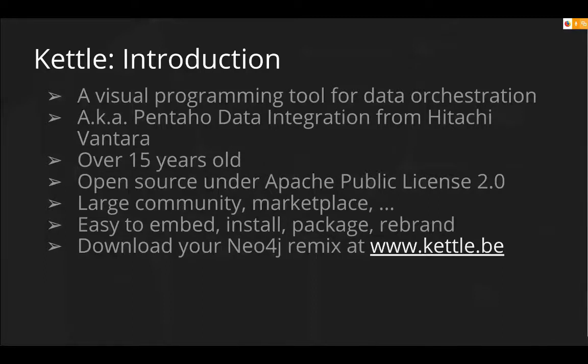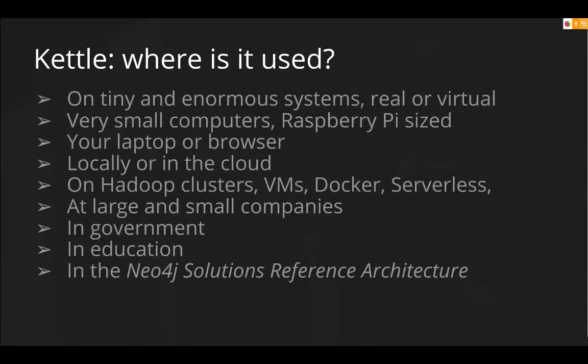It's about 15 years old, and it carries an open source Apache public license, so a very permissive license. We have a large community marketplace with all sorts of cool things, and Kettle is fairly easy to embed, install, package, rebrand, whatever. And you can download Kettle with Neo4j plugins and everything installed at kettle.be. There's some documentation there as well, some links to the plugin projects and whatever. So that's an easy way to get started.